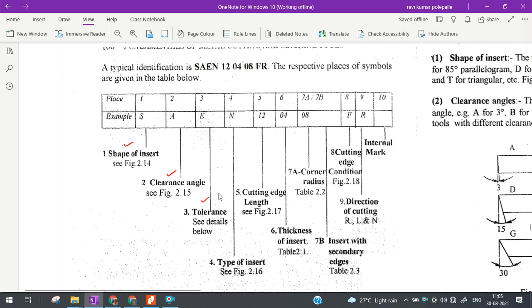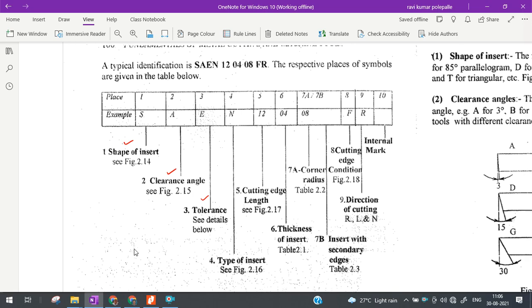5 is cutting edge length. 6 is thickness. 7 is corner radius. 8 is cutting edge condition. 9 is the direction of the cutting, that is left hand, right hand or neutral, and some other additional information. We shall look at each of these details.